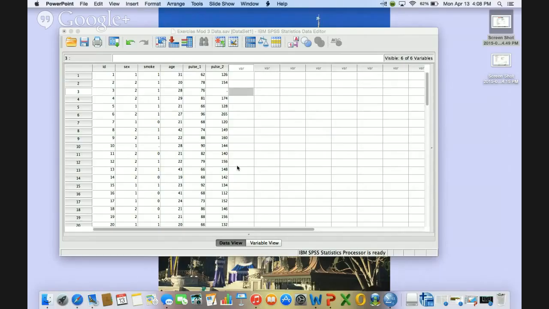So if we just scroll through the data here, we can see that there are a couple missing data points here and here.